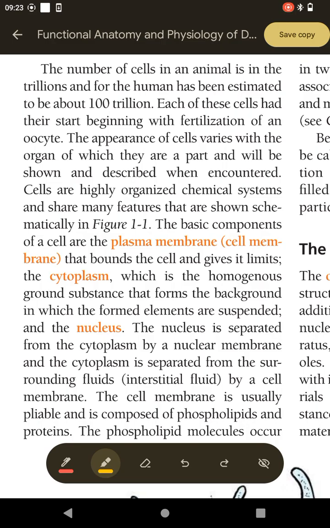Firstly, what is the cell? Cell is the basic structural and functional unit of body or life. Have you imagined how many cells are in the body of an animal or human? Maybe their number is in the trillions. The number of cells is estimated to be about 100 trillion in the human body.